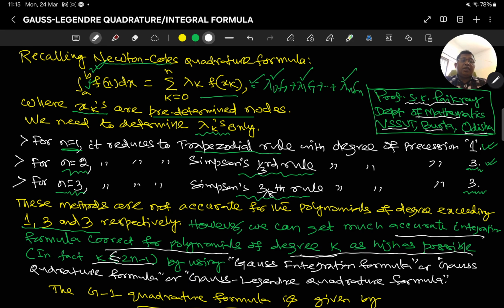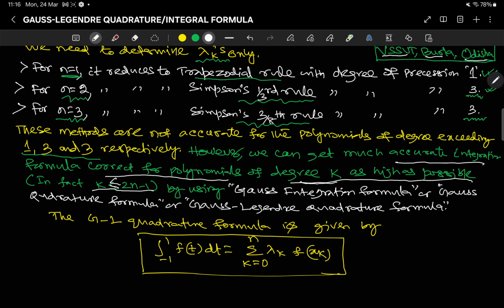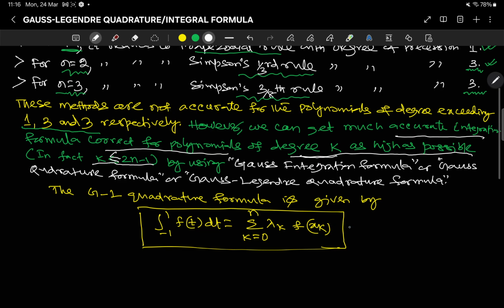Odisha, India. So without much delay, let me discuss the Gauss Legendre 3-point rule. The Gauss Legendre 3-point rule is given by the formula integral from -1 to 1 of f(t) dt is the summation of lambda k f(x k). That means it is lambda 0 f(x0) plus lambda 1 f(x1) and so on up to lambda n f of xn.